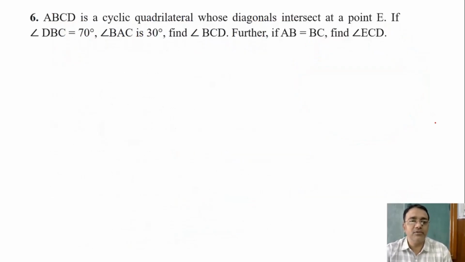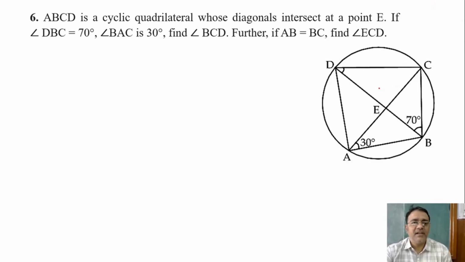Okay, now we are moving towards question number 6. ABCD is a cyclic quadrilateral whose diagonals intersect at point E. So this is the figure. If angle DBC is 70 degree and angle BAC is 30 degree, further find angle BCD. This angle you have to find. Further, if AB is equal to BC, find angle ECD.